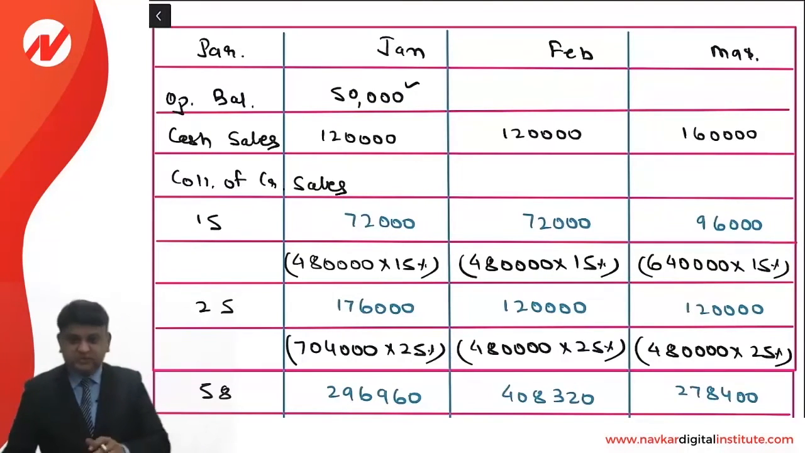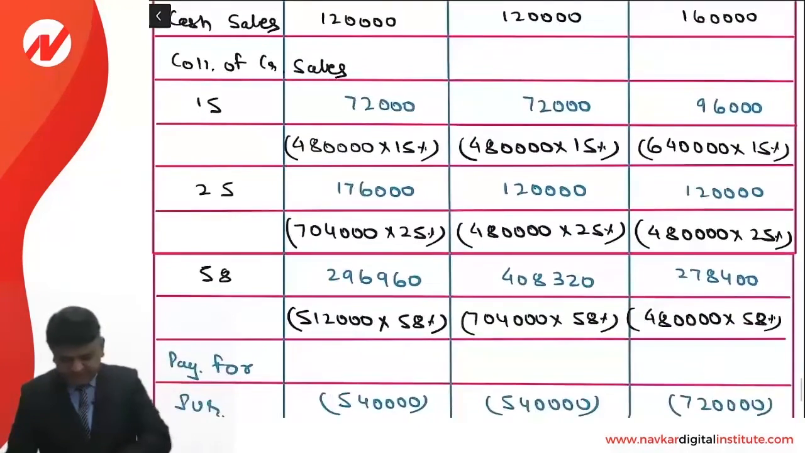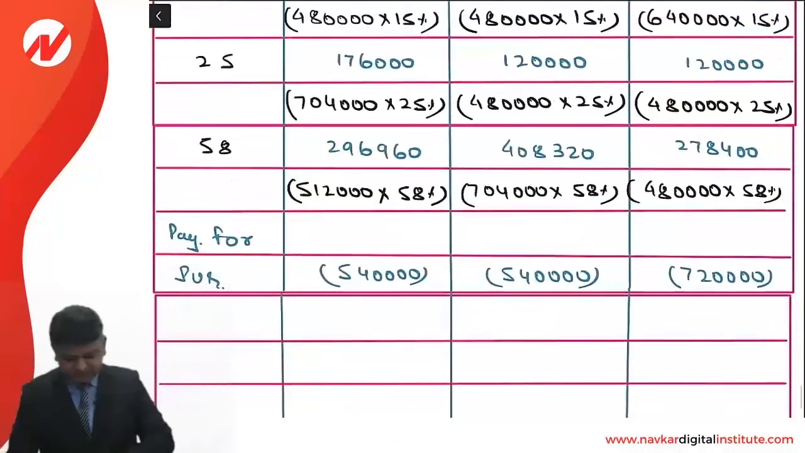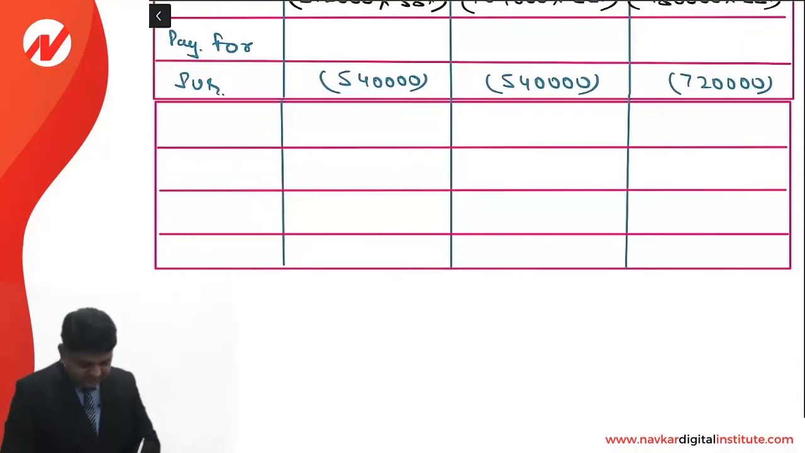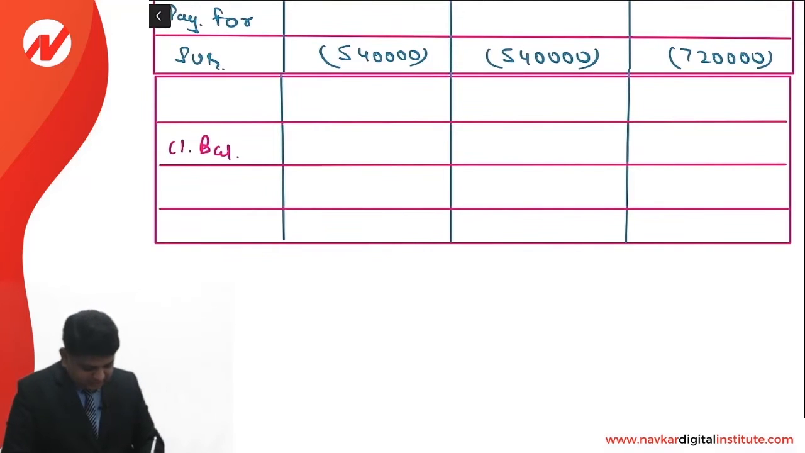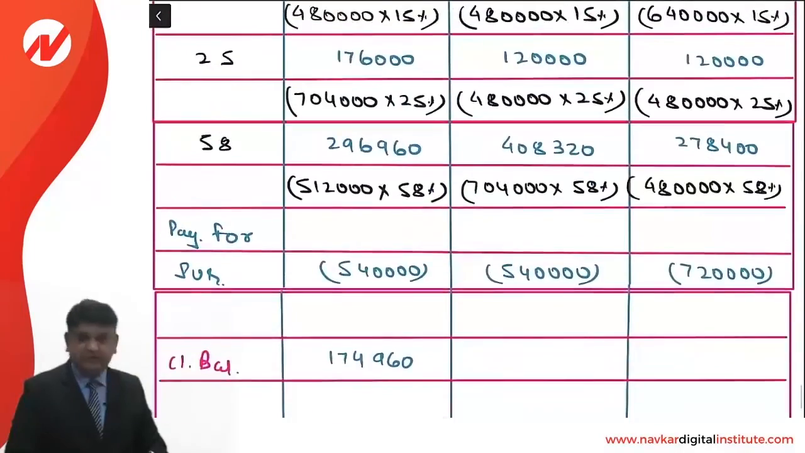So now the closing balance will be found like this. Opening 50,000 plus 1,20,000 plus 72,000 plus 1,76,000 plus 2,96,960 minus 5,40,000. So the closing balance is 174,960. Closing of January will become opening of February.